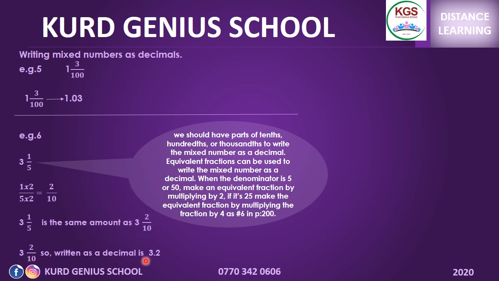So we have 3 in the whole number part and 2 in the fractional part because we have 2 parts out of 10 parts. Remember, we should have parts of tenths, hundredths, or thousandths to write the mixed number as a decimal. Equivalent fractions can be used to write the mixed number as a decimal. When the denominator is 5 or 50, make an equivalent fraction by multiplying both the numerator and the denominator by 2. If the denominator is 25, make the equivalent fraction by multiplying both the numerator and the denominator by 4, as number 6 in page 200.